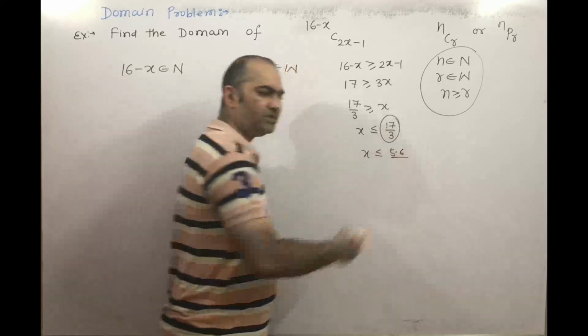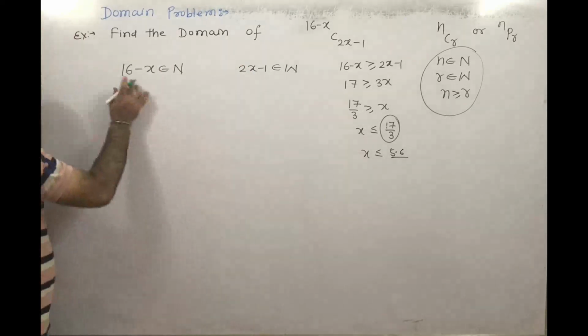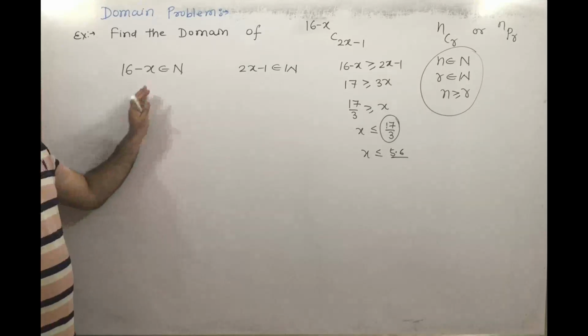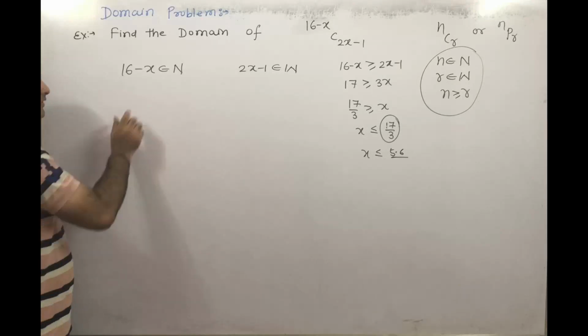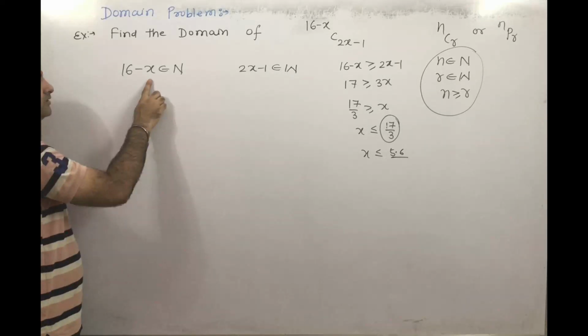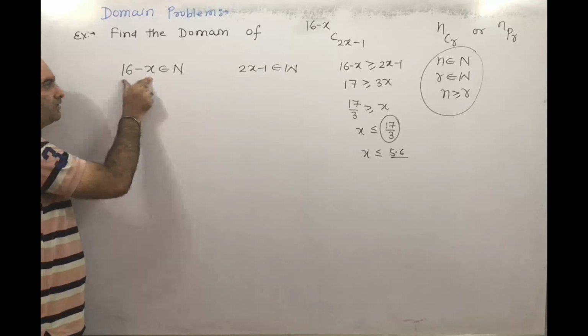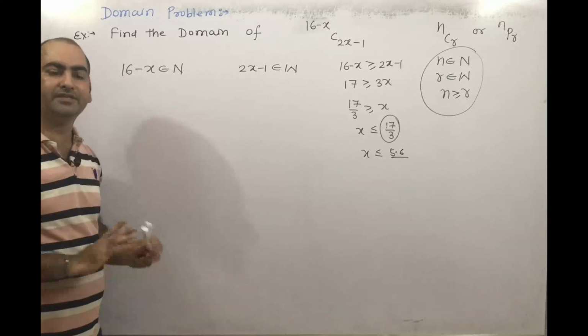5.6. So x should be less than or equal to 5.6. That will come. Now from here, 16 minus x belongs to natural numbers. So here we will check directly. First thing, if I put a negative integer, suppose minus 1, then 16 minus minus 1 is 17, that is a natural number. Minus 2, that also will come, 16 minus minus 2, so 18 will come. So for negative integers, it is defined.